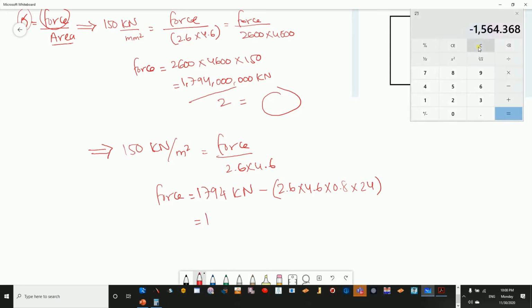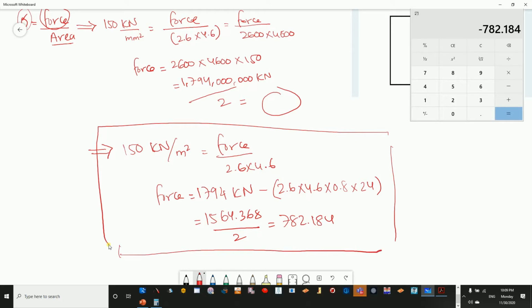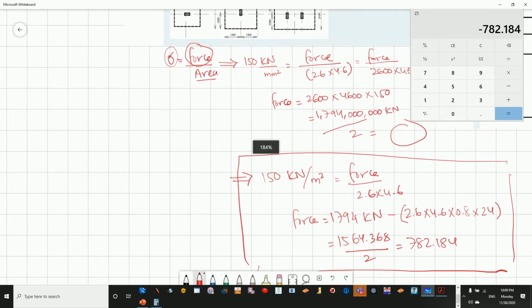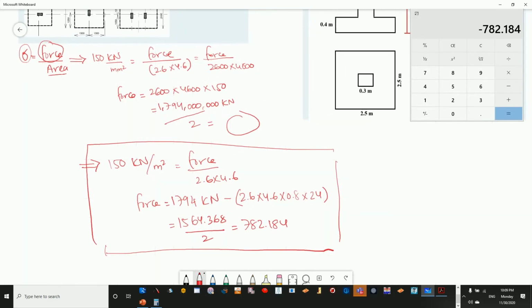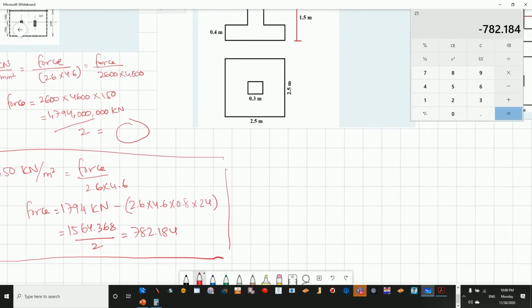Okay, so it will give you around 1564.368 divided by 2. Dividing it by 2, we are going to get for each column around 782 kilonewton. So whoever has solved this answer in kilonewton per meter square, I might be considering the answer, I might be giving the full mark. I need to see the answers and then judge.